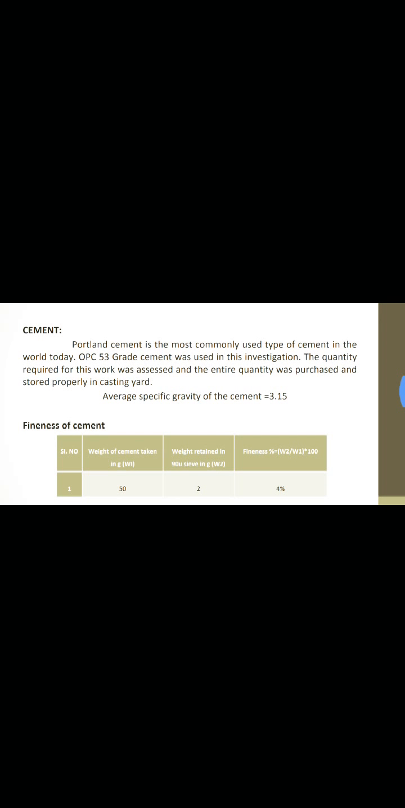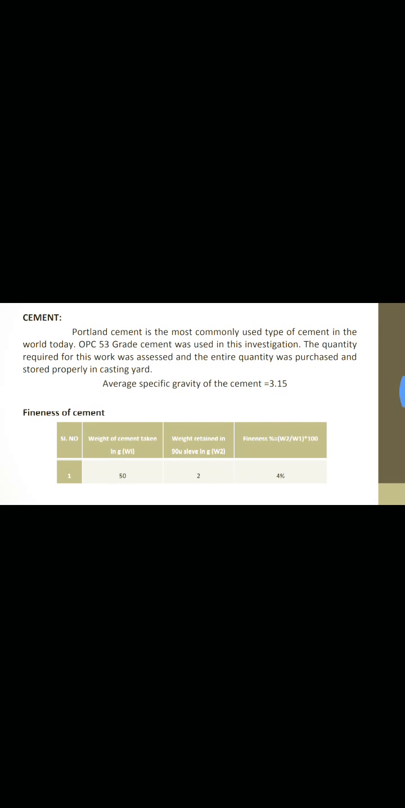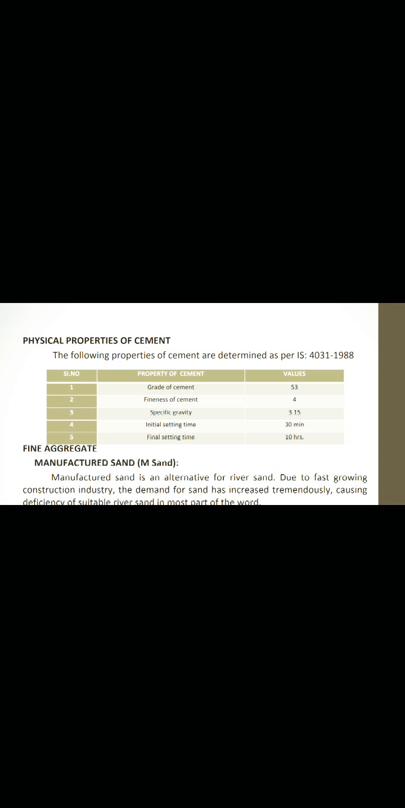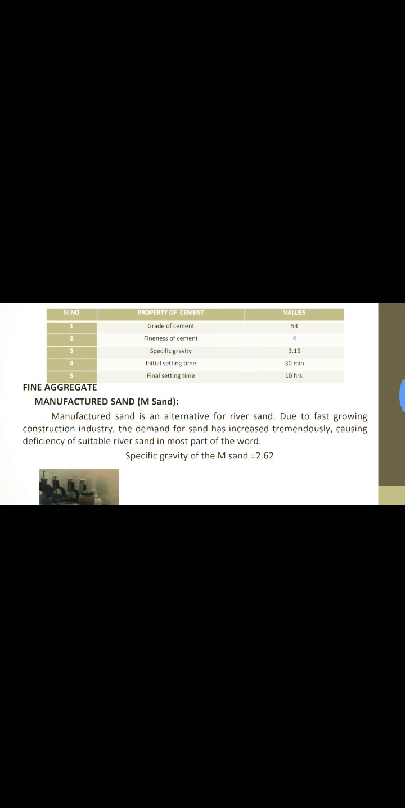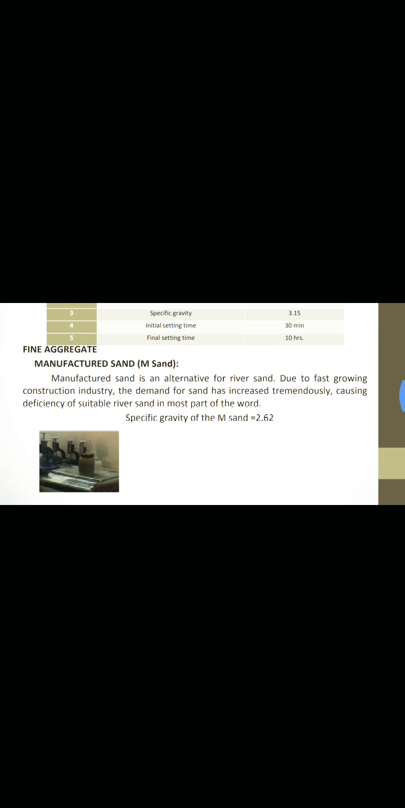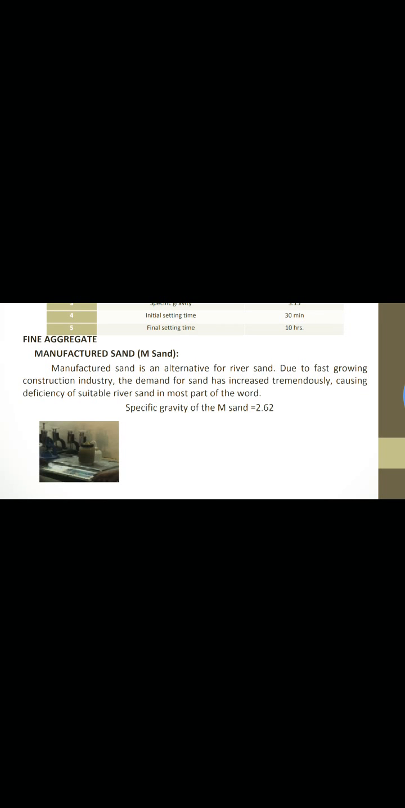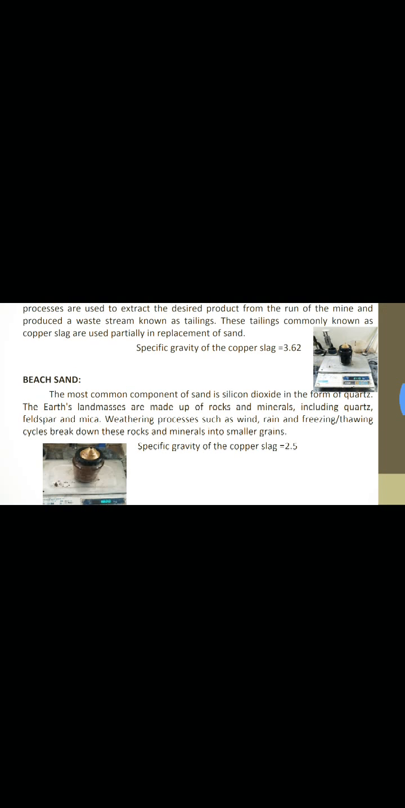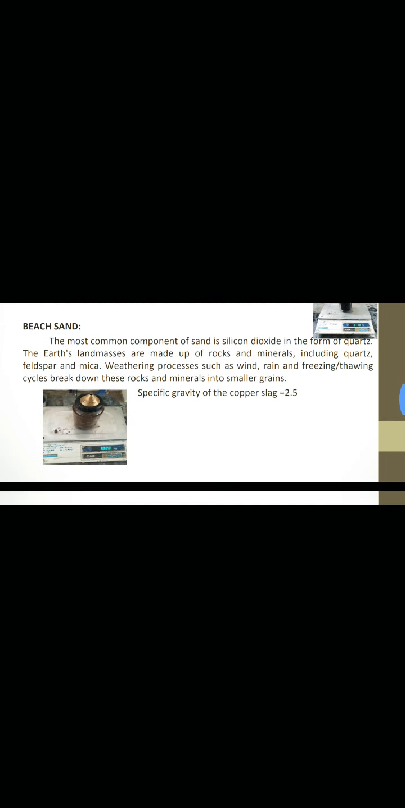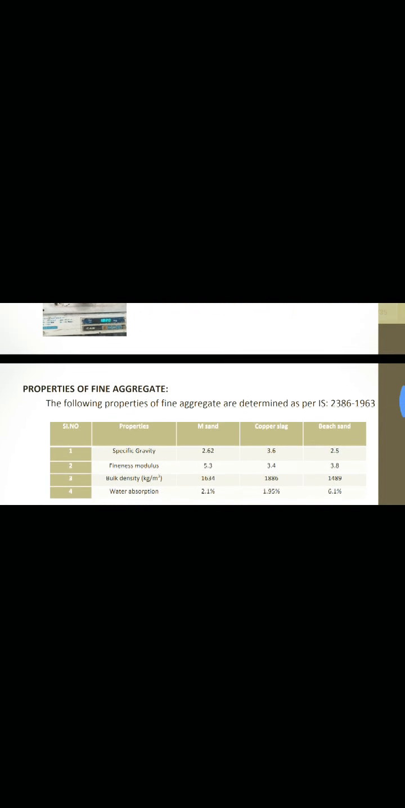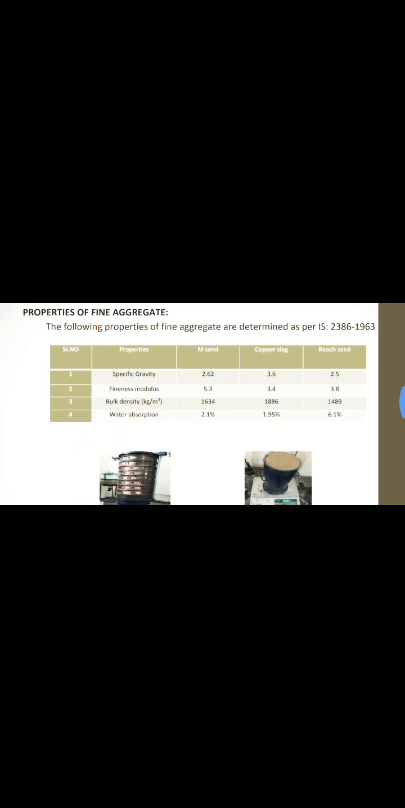Initial test results: the specific gravity of cement we found out by a normal procedure. OPC 53 grade was taken, the final setting time was 10 hours, and the initial setting time was 30 minutes. For fine aggregate we used M sand, beach sand, and copper slag, as I said previously. M sand has a specific gravity of 2.62, copper slag 3.62, and beach sand 2.5.